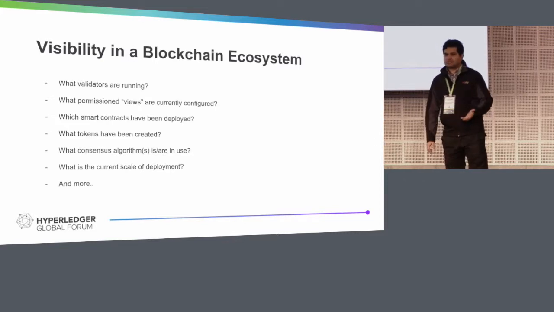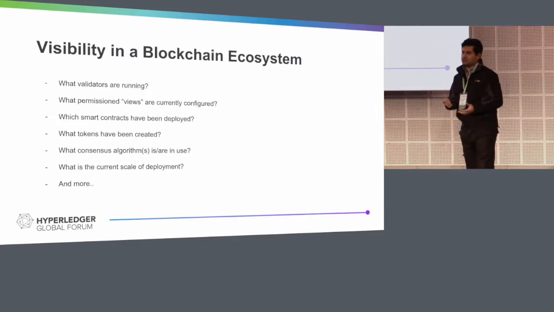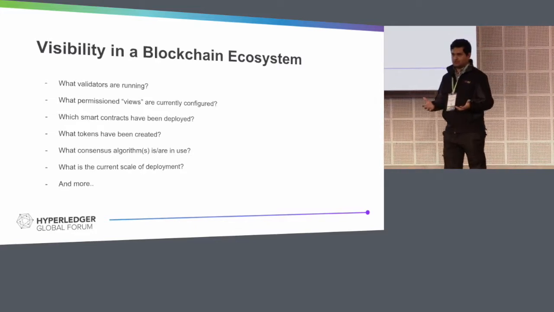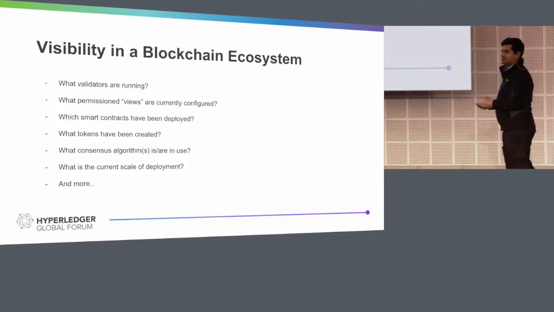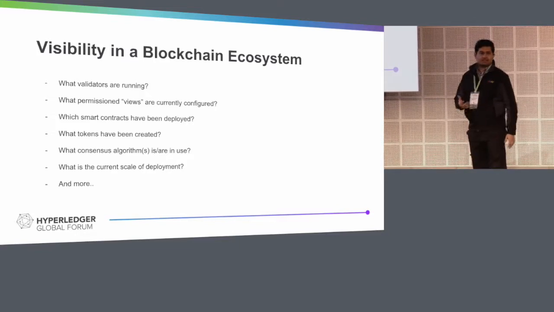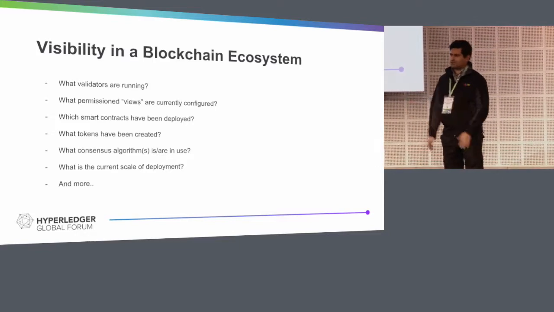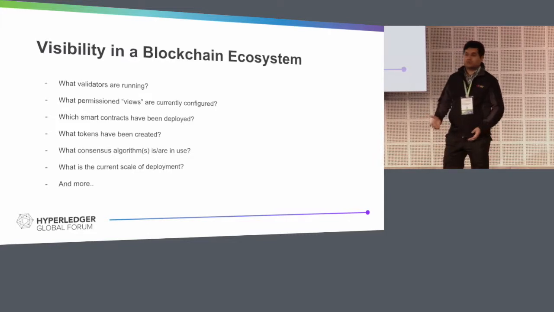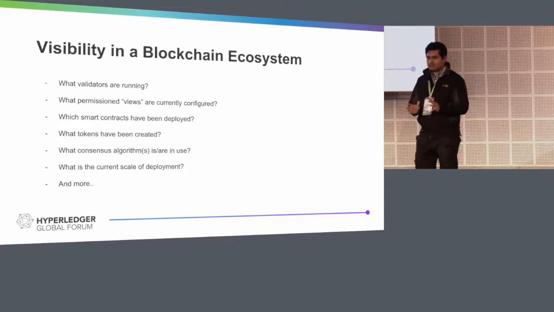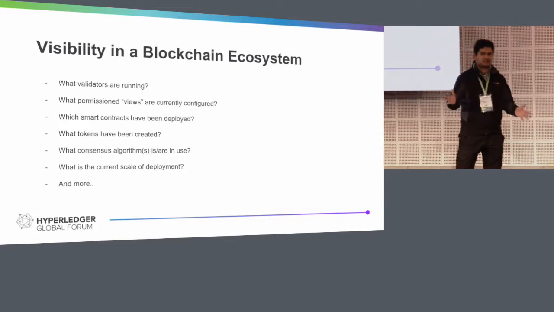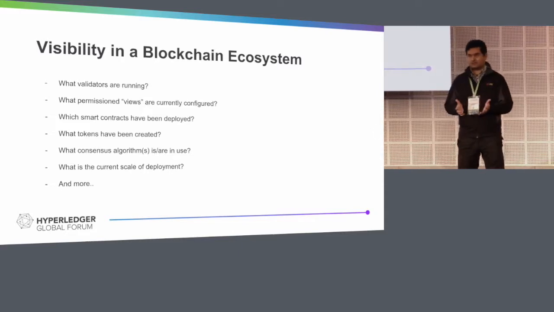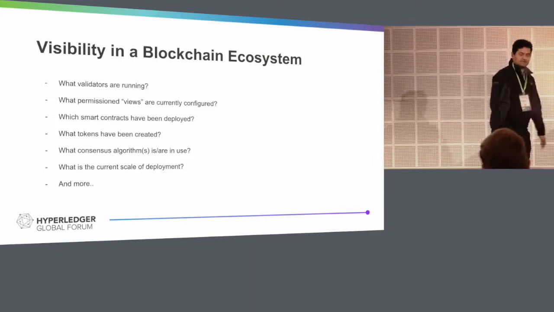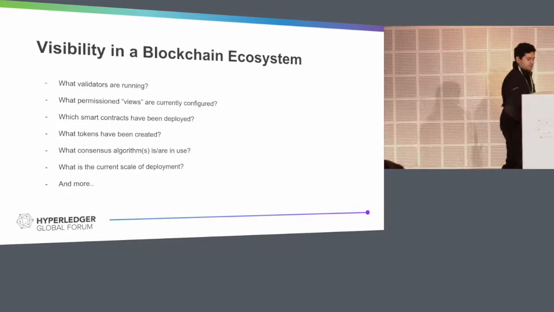How about tokens? If your blockchain framework actually supports the creation of tokens, right? You'd like to know that. If you have created a token, you'd still like to have some visibility into it. Next, what consensus algorithms are being used in your network? What's the current state, scale, and throughput of your deployment? So these two are kind of related. You can have a large scale of operations but low throughput, like Bitcoin, or you could have large scale and large throughput. It really depends on the consensus. So these are just some of the examples.